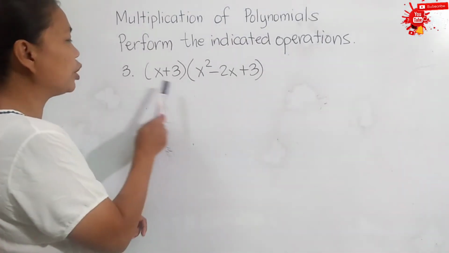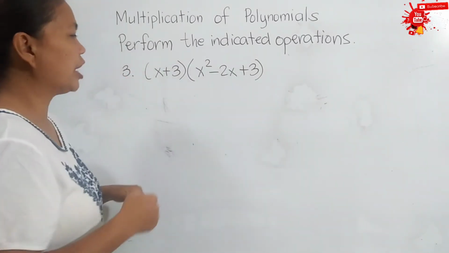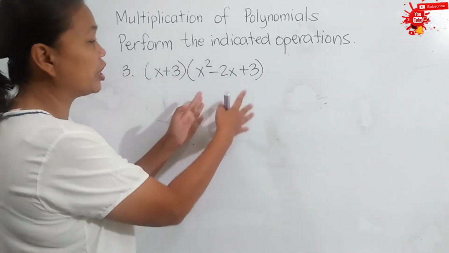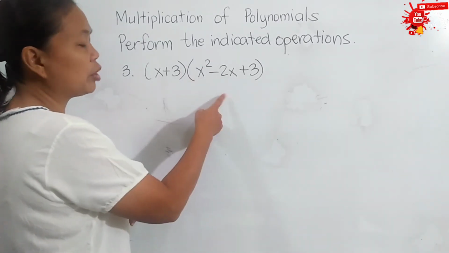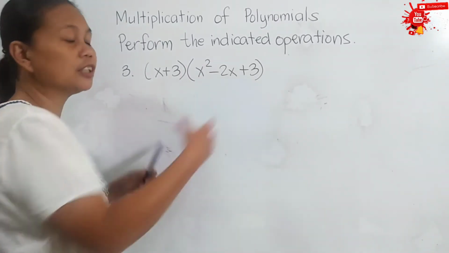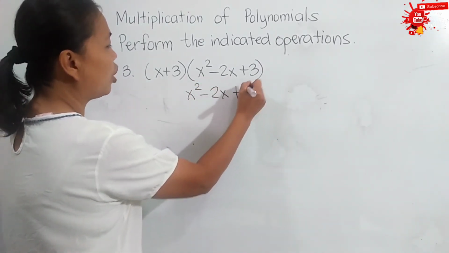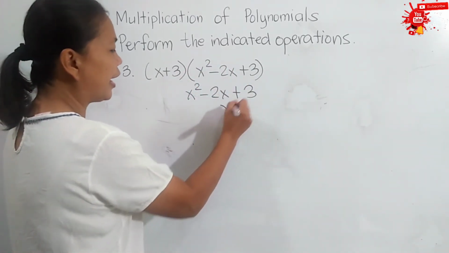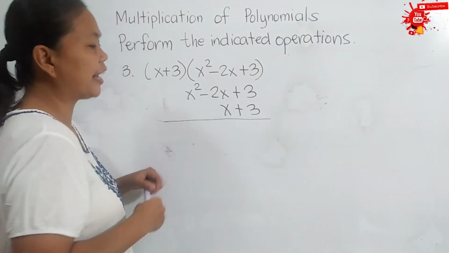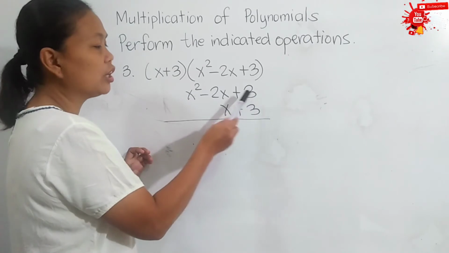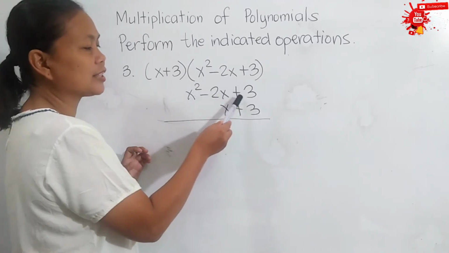Now, let us have example number 3. This is multiplication of a binomial by a polynomial. Since this is a binomial and a polynomial, we will use the vertical method. We write first the polynomial with the greater number of terms, so we have x squared minus 2x plus 3, then followed by x plus 3. So let us multiply. Again, we will multiply positive 3 to each term of the polynomial x squared minus 2x plus 3.